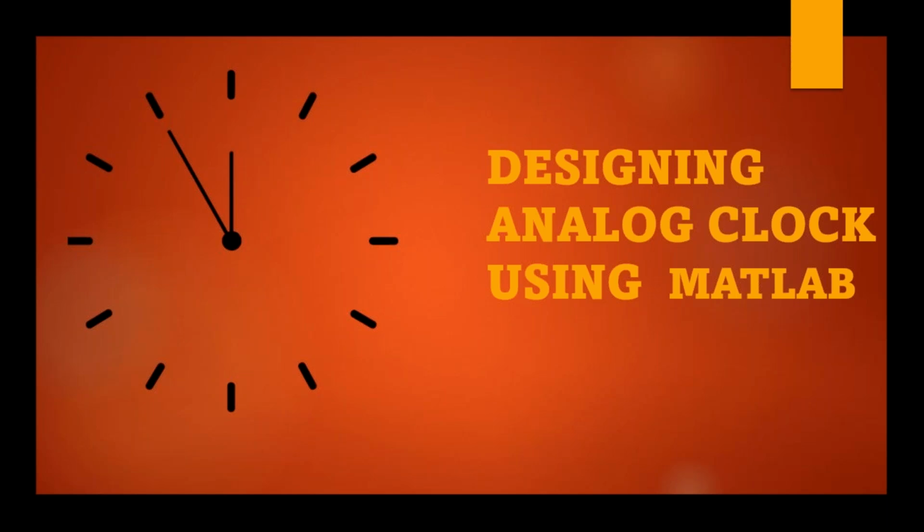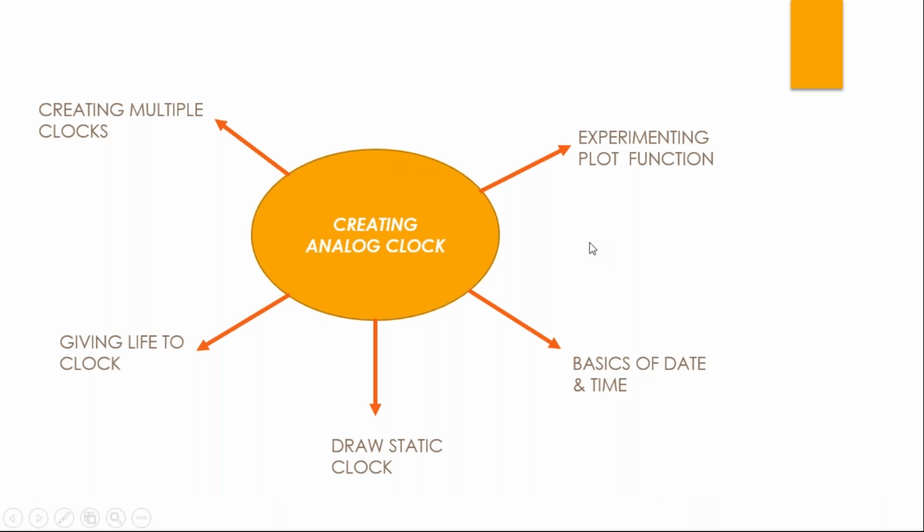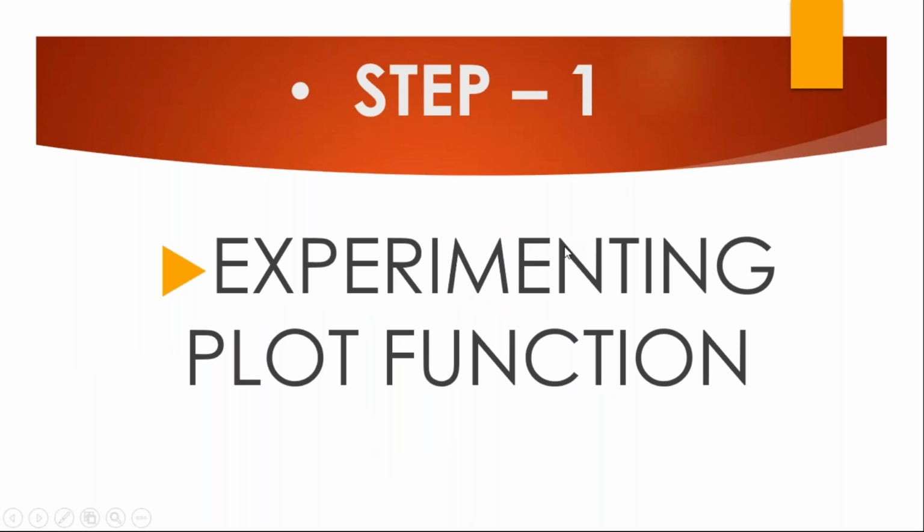The time shown in the system, that is in our PCs, can be found with the MATLAB command clock, which will directly show the time set on our systems. Our project is basically divided into 4 main steps: plot functioning, basics of date and time, drawing of the static clock, and the last one is giving life to the clock and drawing more clocks.